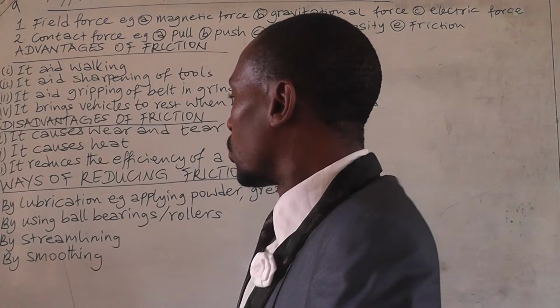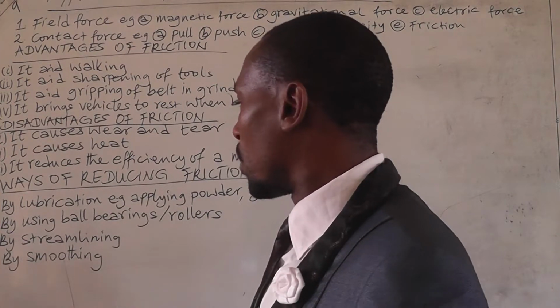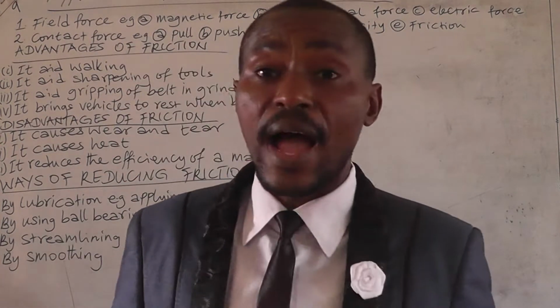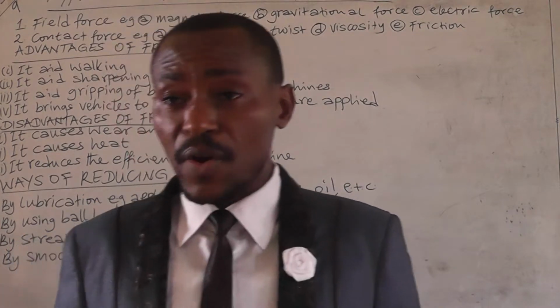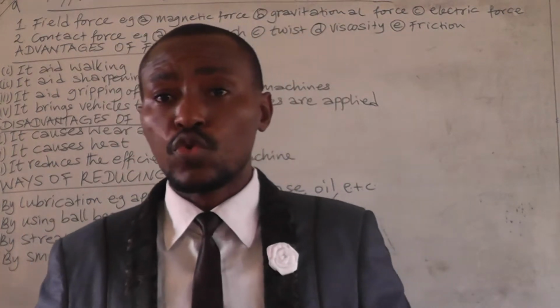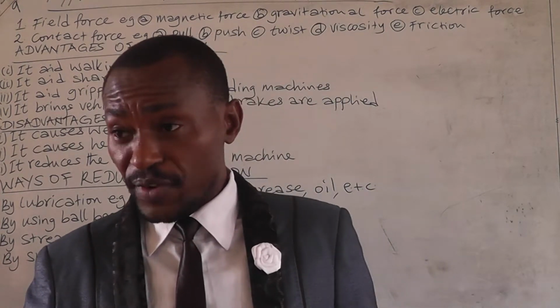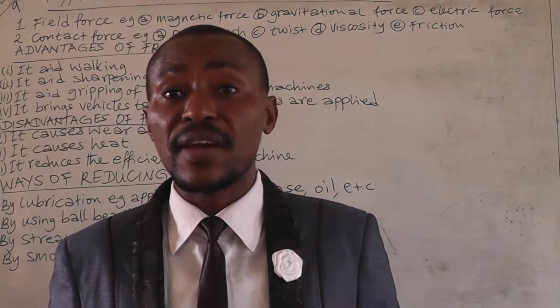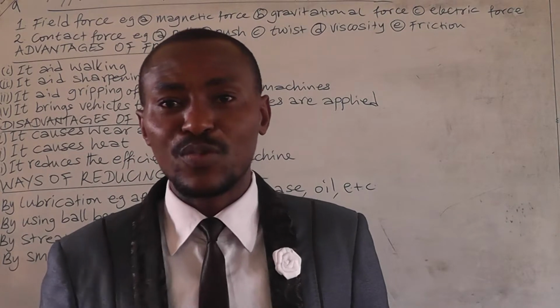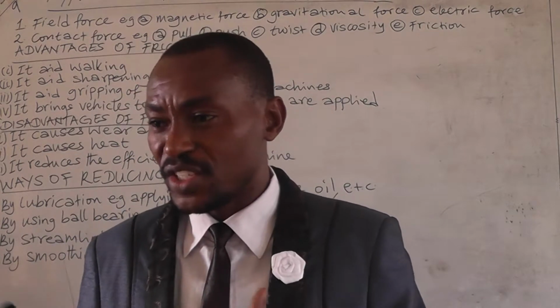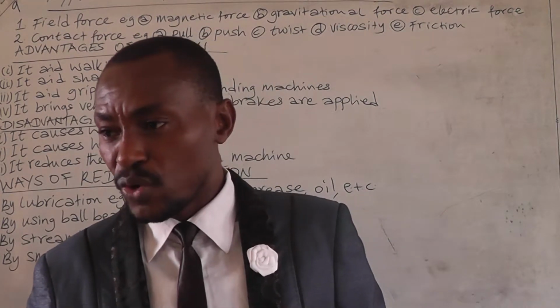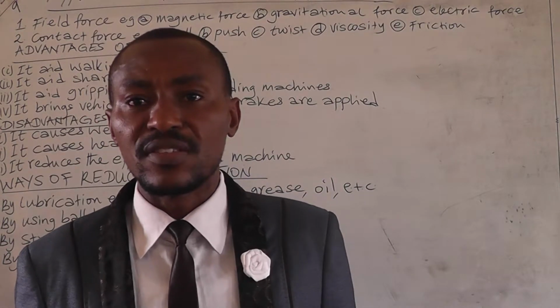Now, point number two, ways of reducing friction by using ball bearings and rollers. Remember, I talked about two pulleys on the grinding machine. If you check the middle of that pulley, you see ball bearings there. I'm giving you an assignment to do that. Go and check a working machine. In the middle of the pulley, you see bearings there.